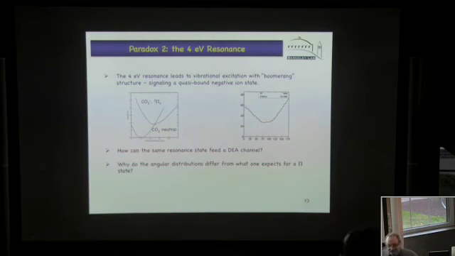Okay. Now, second paradox. This is the 4-volt resonance. This is, I should say, still a work in progress. This is really a hard problem. As I said, the 4-volt resonance, which has also been studied ad infinitum with respect to vibrational excitation with its boomerang structure, etc., is that same resonance that feeds dissociative attachment.